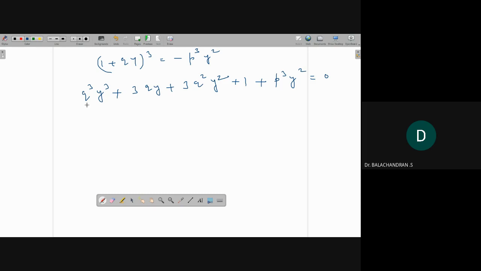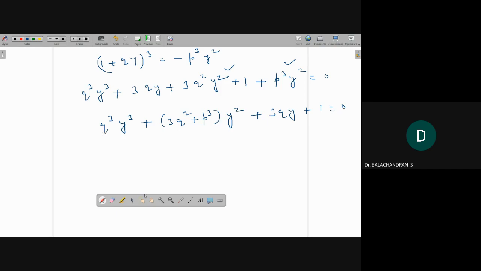Okay, collect the terms which contain y cube separately. q cube y cube, and then y square. The y square term is what? 3 q square plus p cube into y square. And then the y term, 3 q y, plus 1 equal to 0. I think, is it correct, Rahul? This is the equation you told me. Is it correct? Yes, sir.